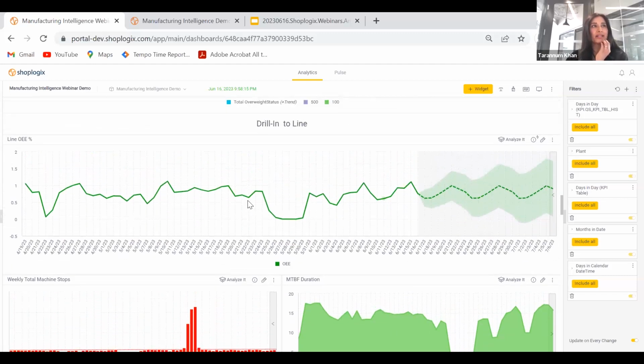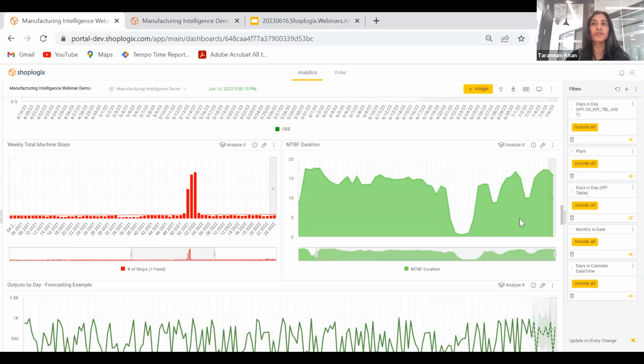But here, this is the graph that Manny showed earlier as well. It's the line OE. But on the right-hand side here, this is where it starts to look at forecasting. So it actually starts to look at, by utilizing the forecasting tool, how does your OE behavior and trend look in the longer term? I'll show you a few more examples of forecasting as we go down.